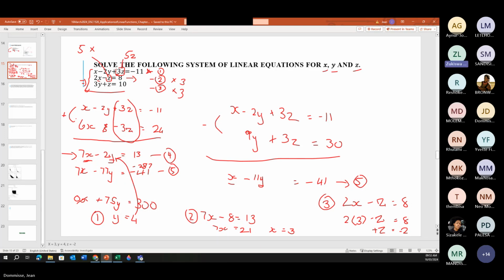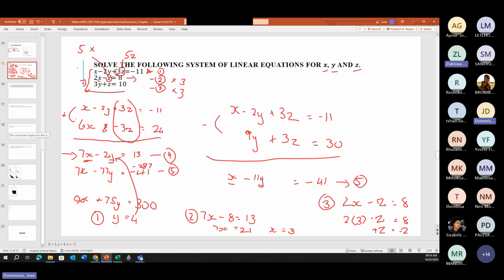Yes, I just want to know, am I wrong if I took the simplest equation and make it maybe the subject of the formula? Not at all. So did you get the same answers? No.